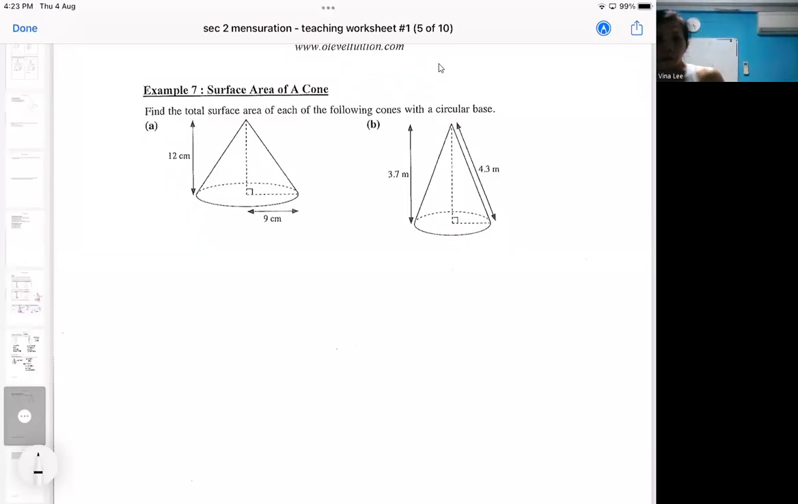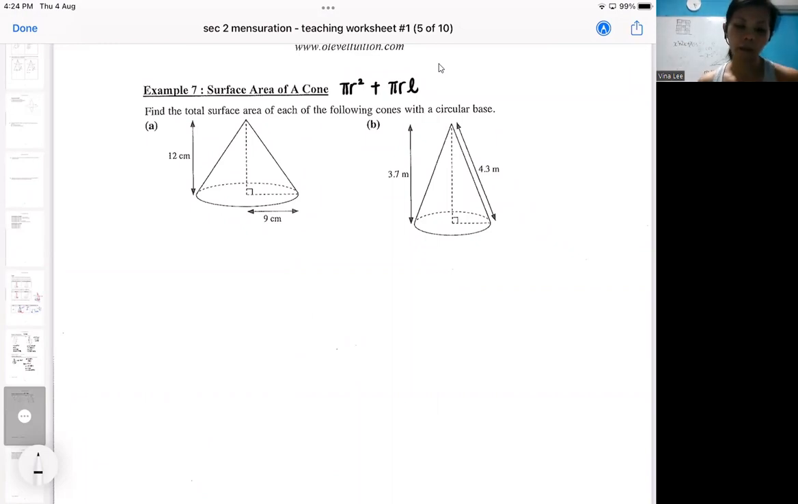Okay, so in this section, in this example, we are calculating the surface area of a cone. Bear in mind, we got two sections. We got the base and we got the curve. Just as a reminder, here we take it as a solid cone. A solid cone will have both the base and the curved surface area.